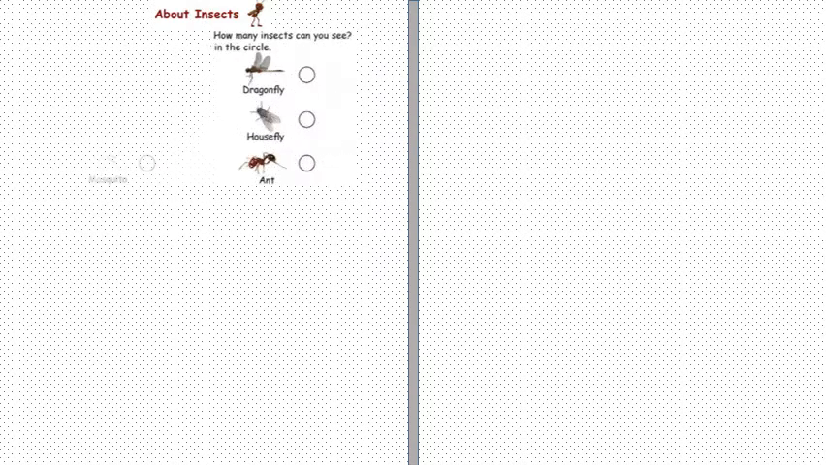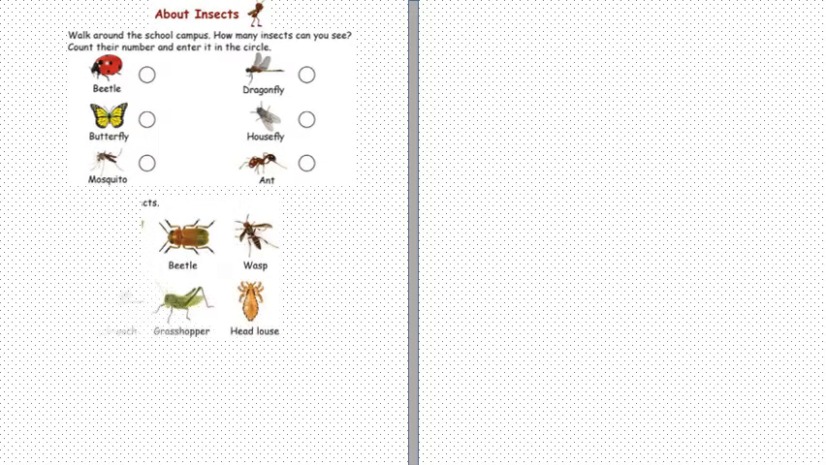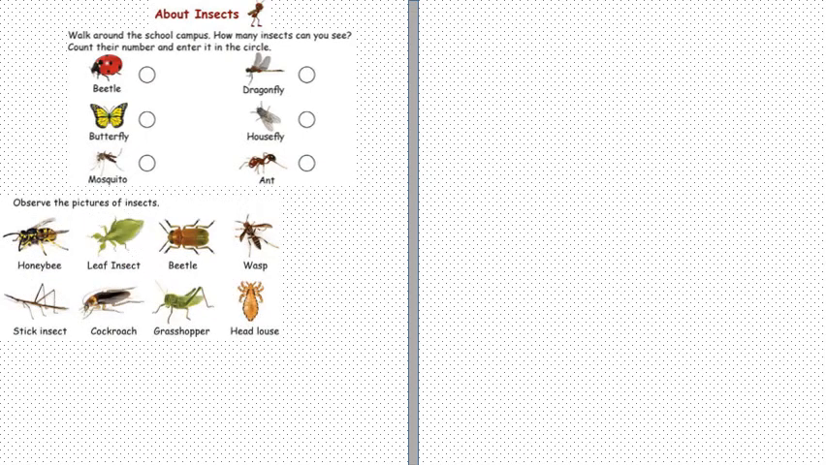Now here we are going to talk about insects also. This example we can actually do at home, because most of the kids are at home and the schools are closed as of now. So walk around your home or just outside the house and see how many insects you can see, and count the numbers and enter in the circle.